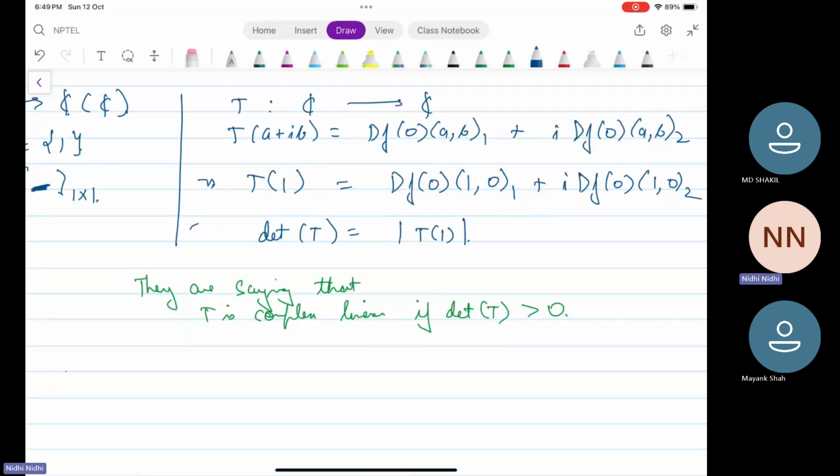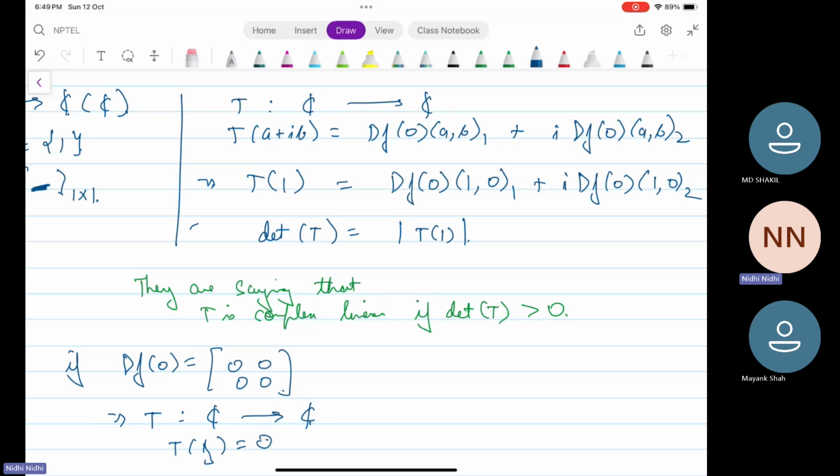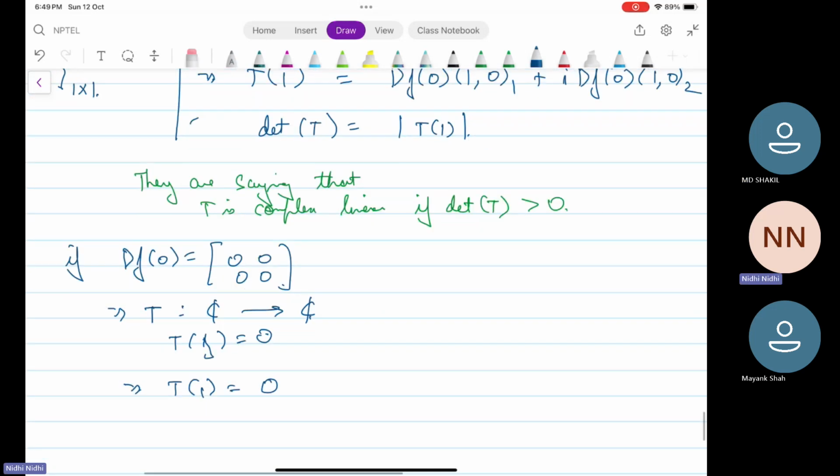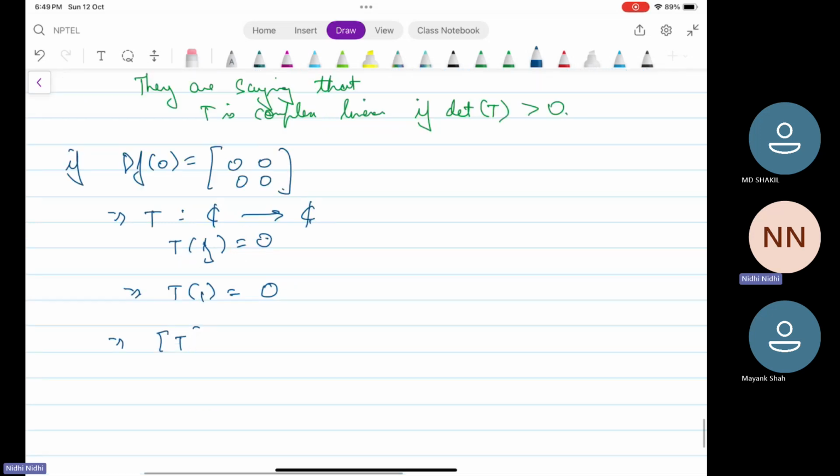So suppose Df at 0 was the zero matrix. In that case, our T from C to C will eventually be the zero map. But we know that the zero map is also linear. T of 0 is 0. So the matrix corresponding to this linear map T will be the zero matrix and its determinant will be 0, which is obviously less than or equal to 0. Therefore, we get a contradiction. Hence, this is not true.